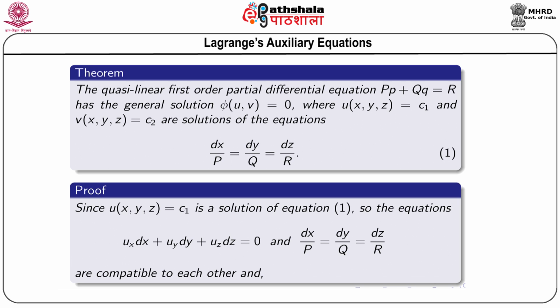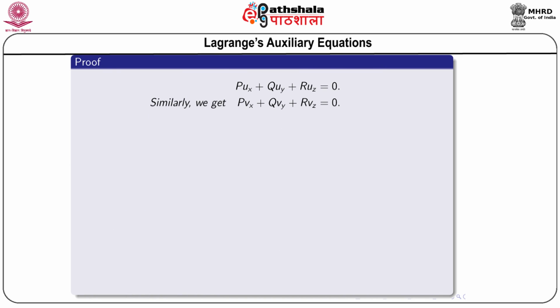Now, u(x, y, z) equals C1 is a solution of equation 1. Therefore, if you take the total differential of u, you will get the relation ux dx plus uy dy plus uz dz equals 0, and we also have that u equals C1 is the solution of the simultaneous equation 1. Therefore, this equation ux dx plus uy dy plus uz dz equals 0 and the simultaneous equation 1 are compatible to each other. Now, since dx, dy, dz are proportional to P, Q, R, from this equation we can replace dx, dy, dz by P, Q, R and we obtain the relation P ux plus Q uy plus R uz equals 0.